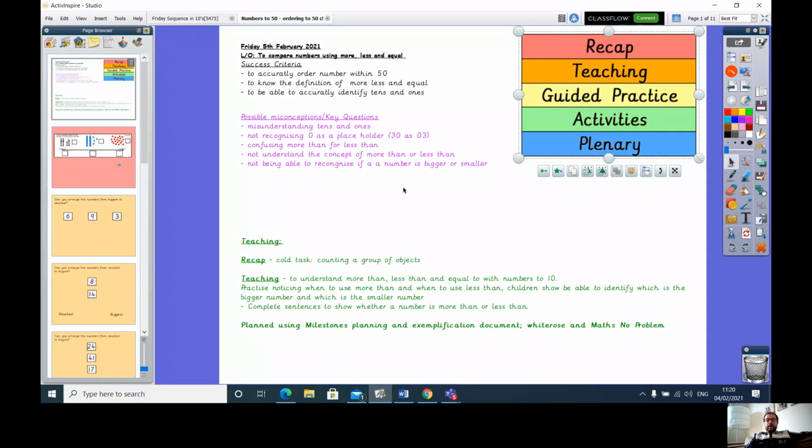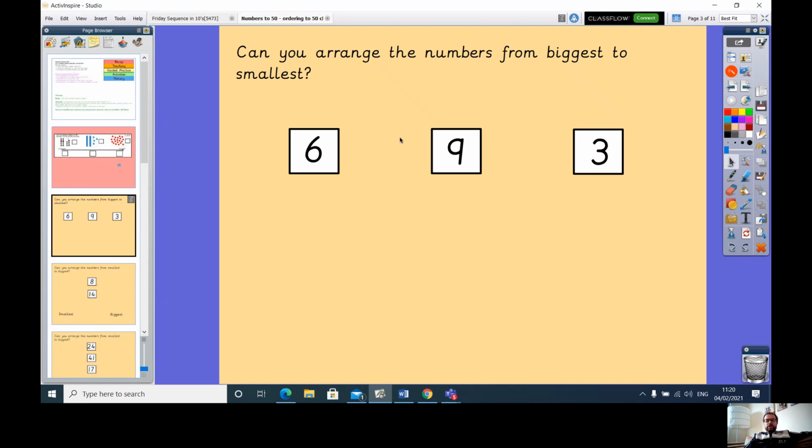Okay, so here's just a brief outline of what we're going to be doing. We're going to be looking at easy ways to show which numbers are bigger or smaller than others by looking at the tens and ones in each number. So let's start off here.